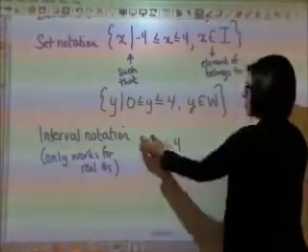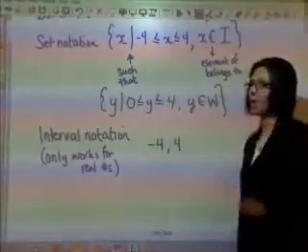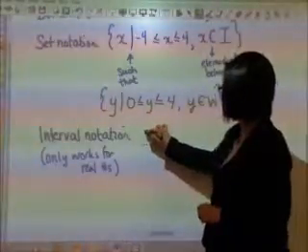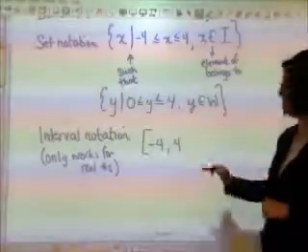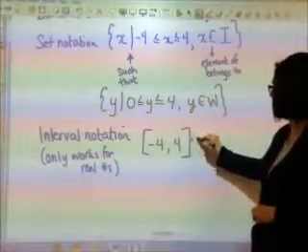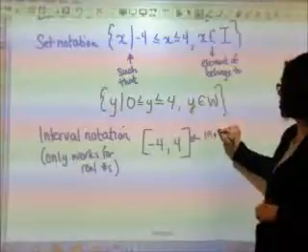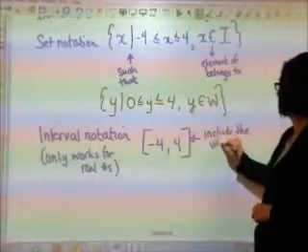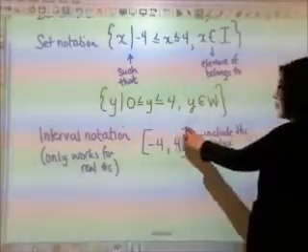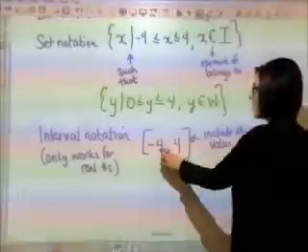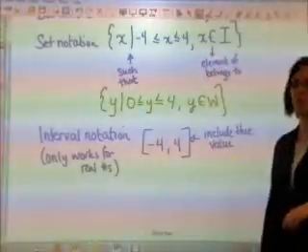Then I have to put brackets on either end. With the brackets that I have to put in, I need to put a square bracket, because this square bracket means it includes the value. So positive 4 is included in the domain. Negative 4 is included in the domain.